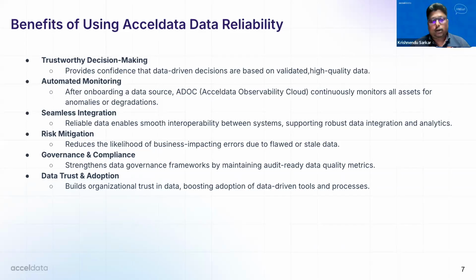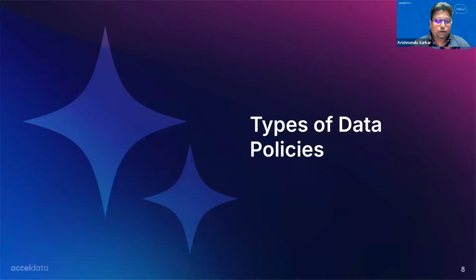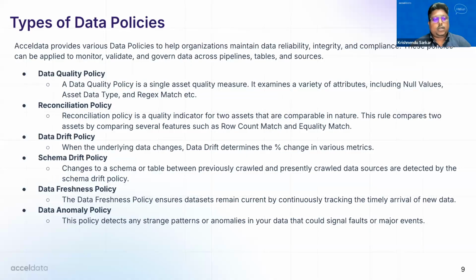Now coming to the types of data policies. How many types of policies is Acceldata supporting right now? We will go through those things. There are multiple policies which we support in today's scenario. First we will go with the data quality policies. This policy checks the health of a single data set by validating things like null values, data types, regex patterns, etc. The second thing is reconciliation policies, used to compare two similar data sets.